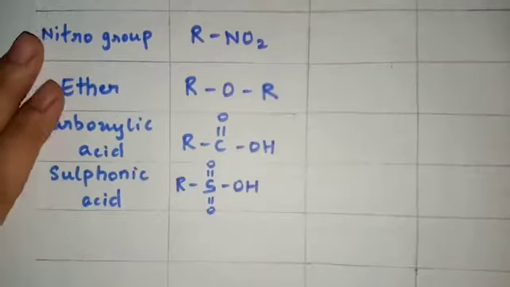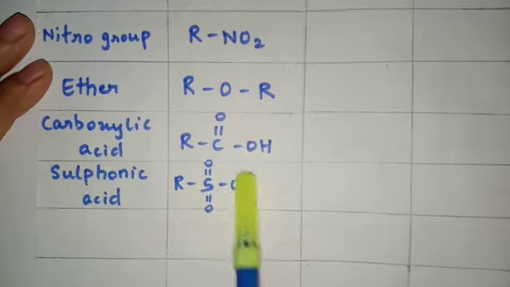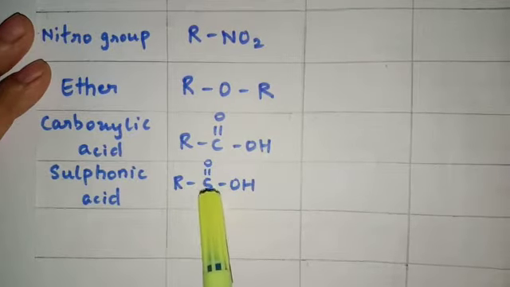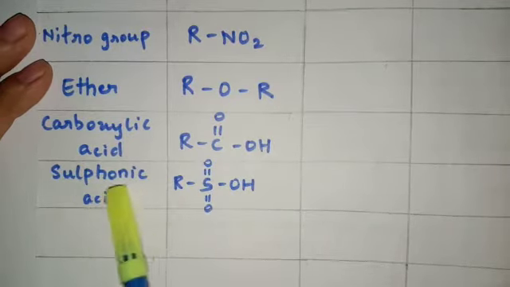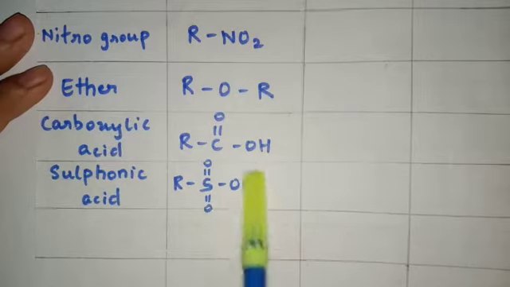The next functional group which we have is sulfonic acid. This is the open structure for it: R, and by the name you come to know that there might be sulfur in the compound. So S, double bond O, double bond O, and OH. So this is sulfonic acid.